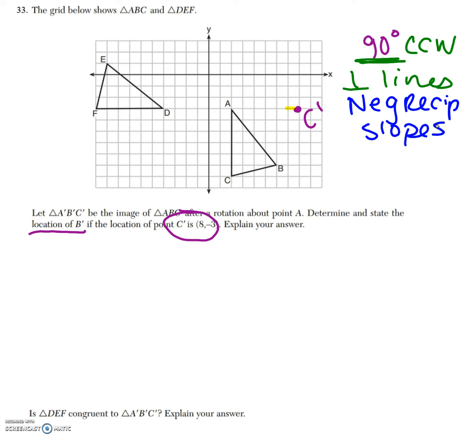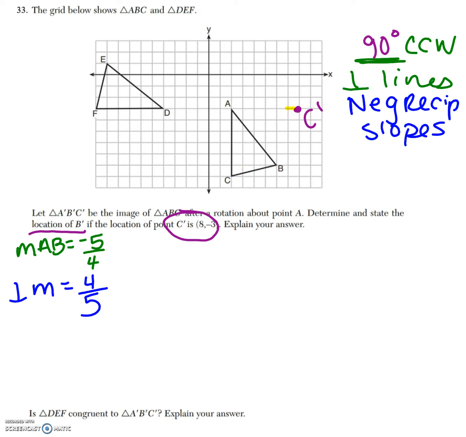So if we need to plot point B prime, then I'm going to count from A to B and figure out my slope. It's down 1, 2, 3, 4, 5, right 1, 2, 3, 4. So my slope of AB was down 5, right 4. So my perpendicular slope is going to be up 4, right 5. Remember, we switch and negate.